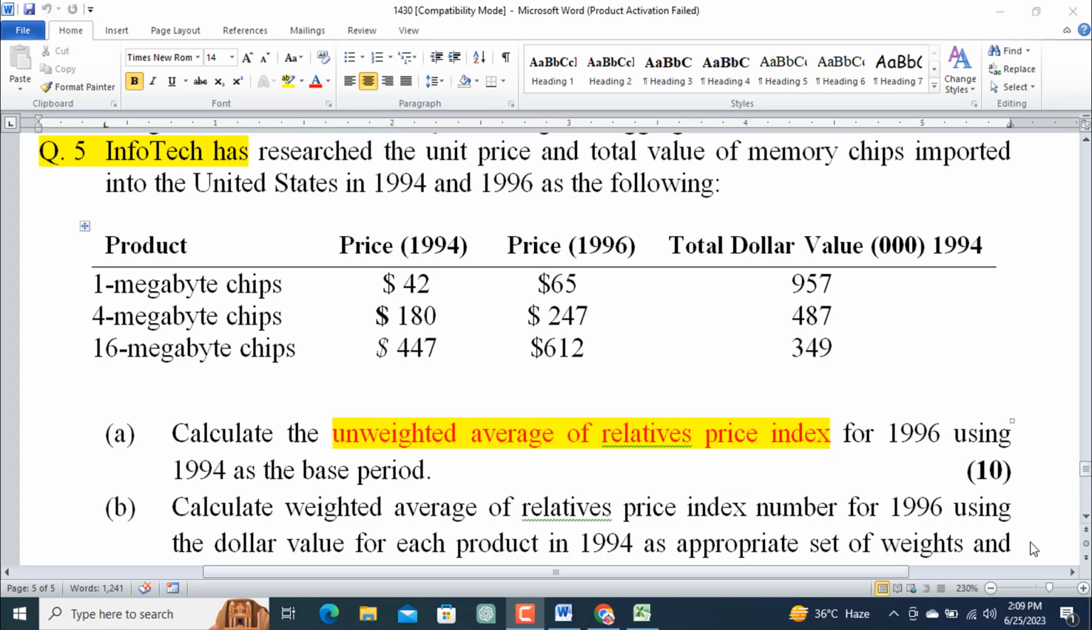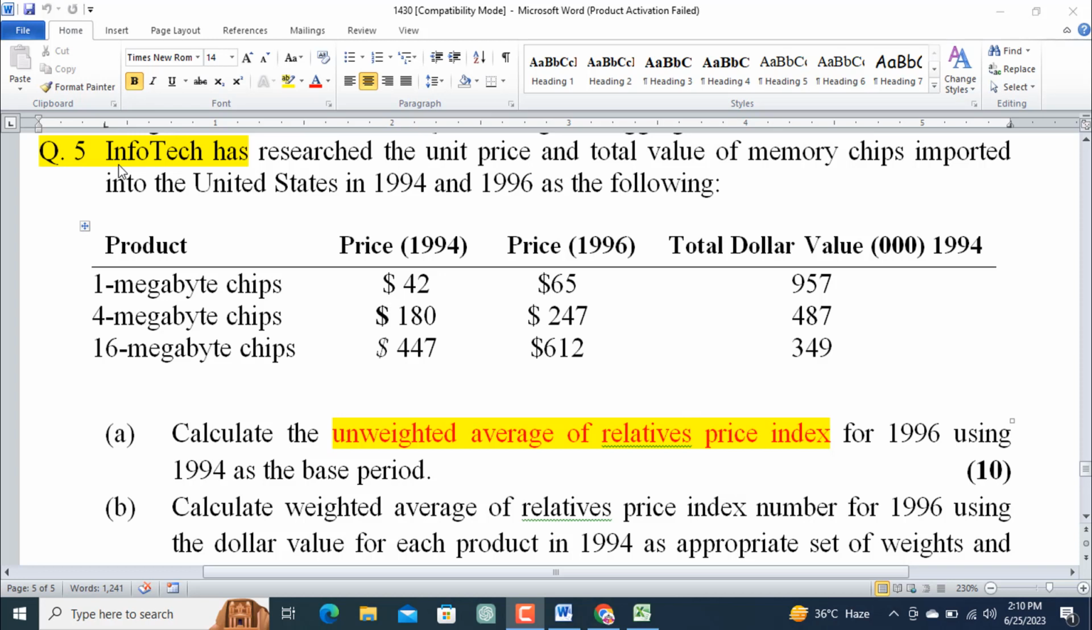In today's video, we are going to cover the solution of question number 5 of assignment number 2 of subject 1430 Business Statistics. This assignment is related to the Spring 2023 and it is a part of the AIOU examination system. Let's start reading the question and its related requirements, then finally we will discuss the solution.